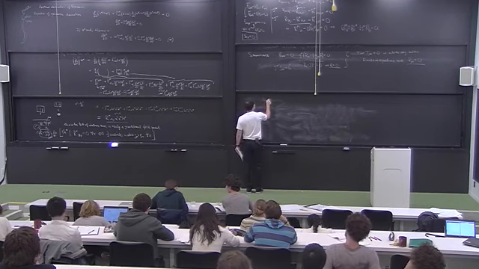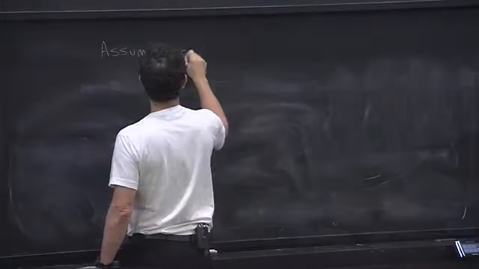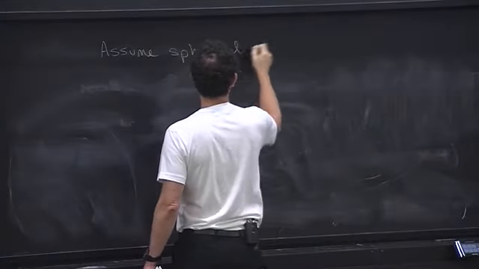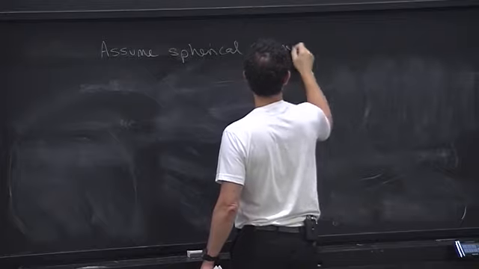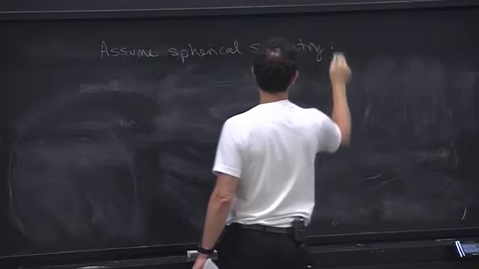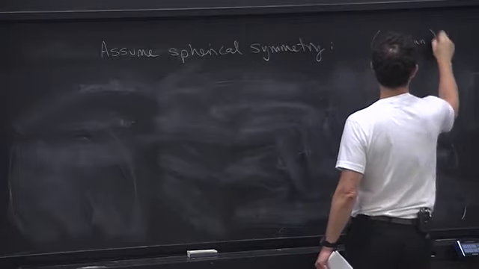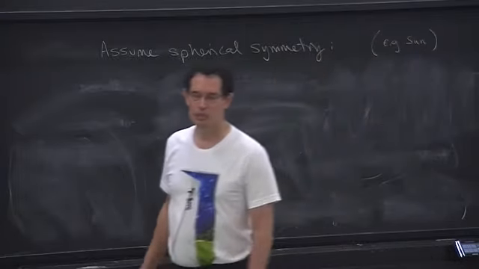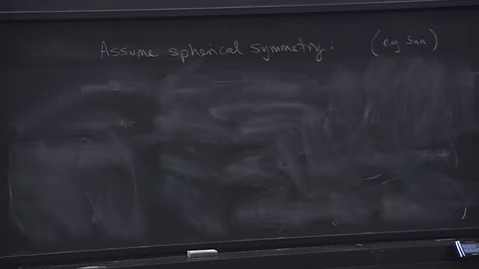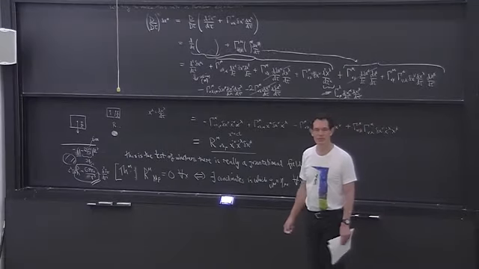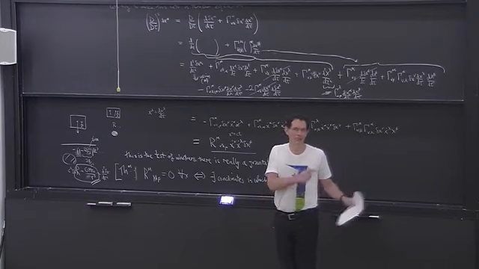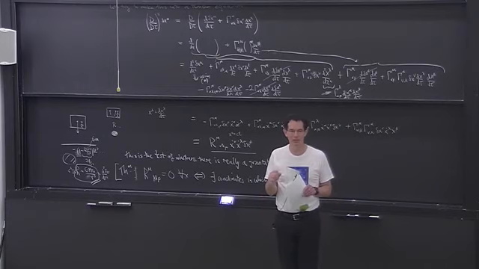So let us assume spherical symmetry, e.g. the sun. Of course, it's important to realize that nothing in the world is really spherically symmetric in the universe. So it's only an approximation for the sun. It's a pretty good approximation for the sun. This all becomes really interesting when we talk about black holes. No black hole is going to be spherically symmetric.